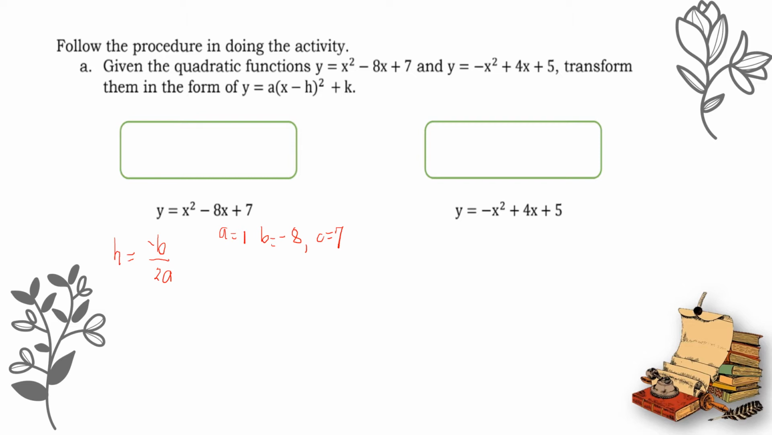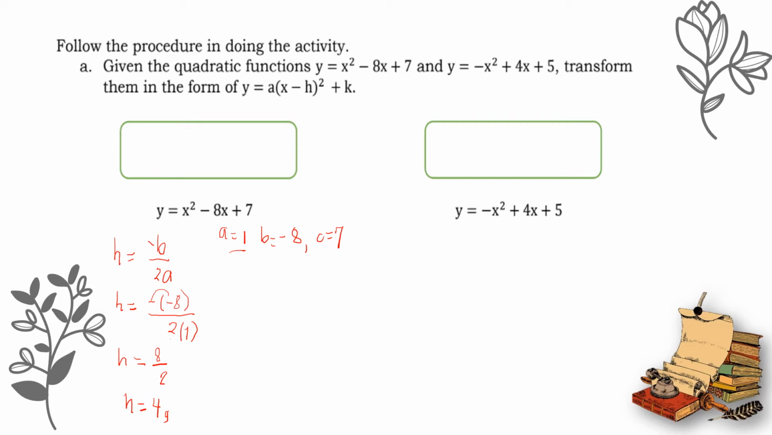Then let's substitute. Step number 2. Negative b. Ang b po natin ay negative 8. So pag pinalitan po natin, negative 8 all over 2 times ang a po natin ay 1. So, let's simplify. H now is equal to negative times negative positive, divided by 2 times 1, that is 2. So, ang h value po natin ay equal to 4.